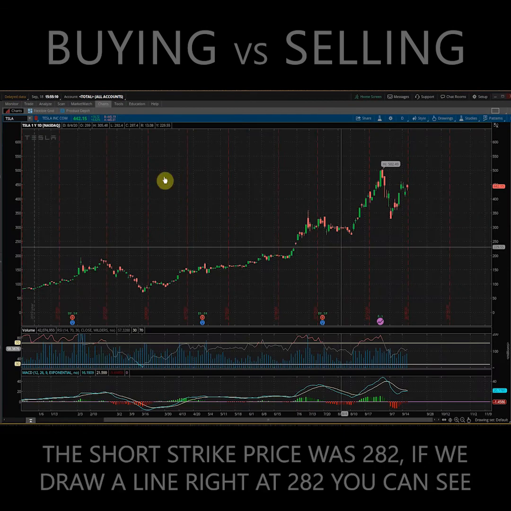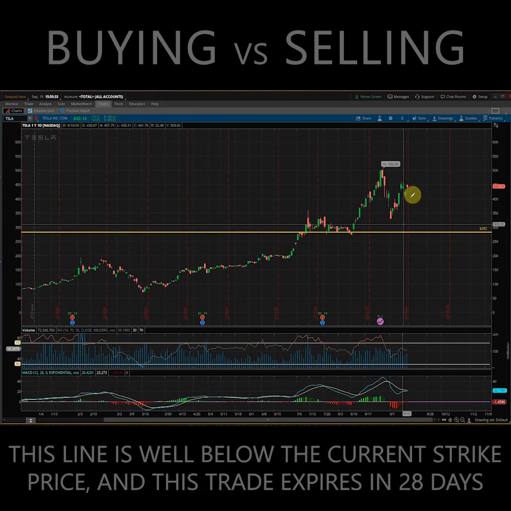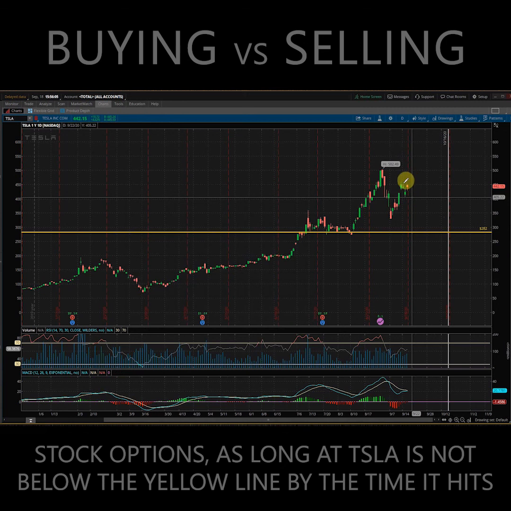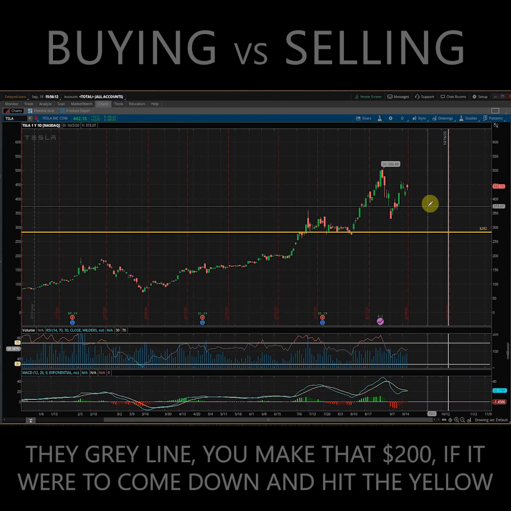Now the short strike price was 282. If we draw a line right at 282, you can see this line is well below the current stock price, and this trade expires in 28 days, and that's represented by this gray line here. So it's very simple. When you sell stock options, as long as Tesla is not below the yellow line by the time it hits the gray line, you make that $200.